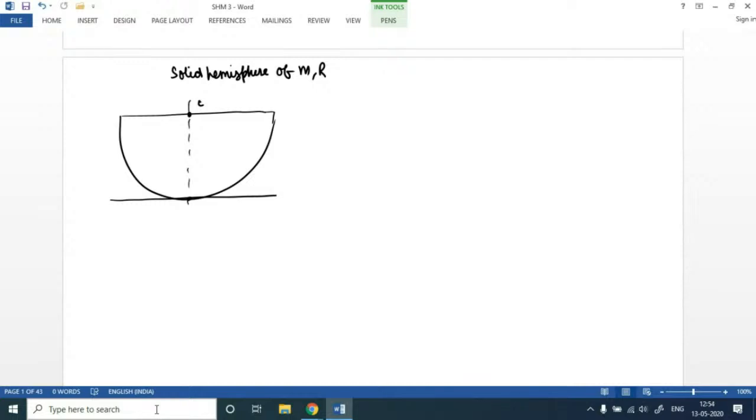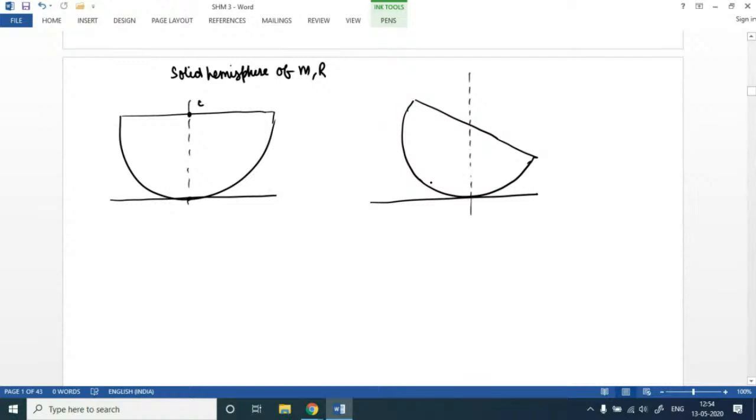So let's disturb it slightly. When this solid hemisphere is disturbed slightly, its orientation would be something like this, with a small angular displacement. Let's say this is the vertical axis, and this is the axis of symmetry. This angle here is very, very small. Let's say theta is the angular displacement over here.